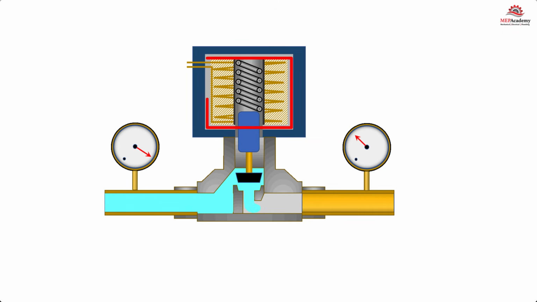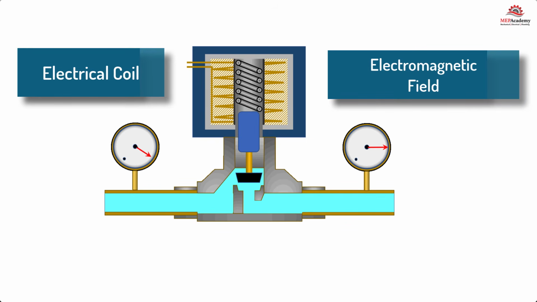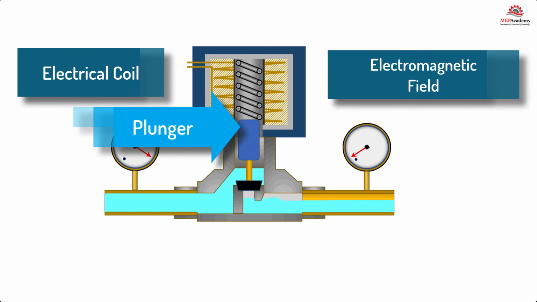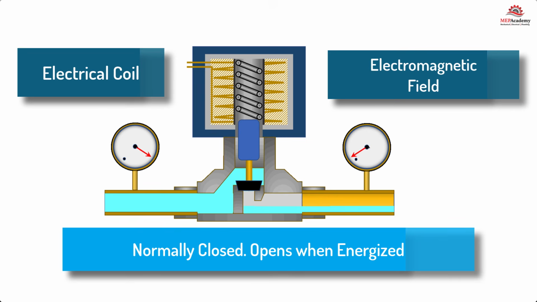An electrical coil within the solenoid valve housing creates an electromagnetic field when energized. The magnetic field induces the opposite polarity in the metal plunger, which can be made of iron or steel. Because opposite magnetic poles attract, the plunger will be pulled up into the coil within the housing, causing the valve to open. If electrical power remains supplied to the coil, the valve will remain open. This is how a normally closed valve works.